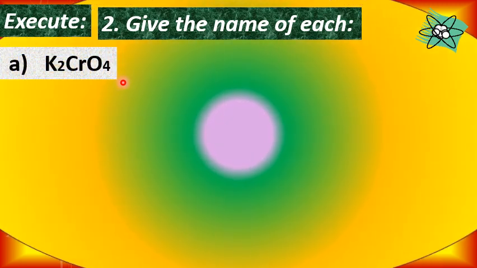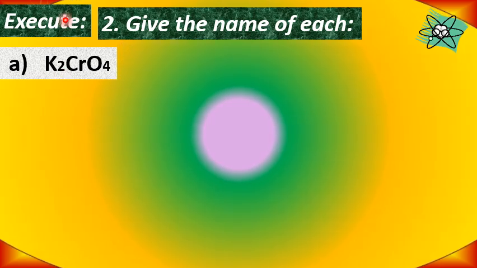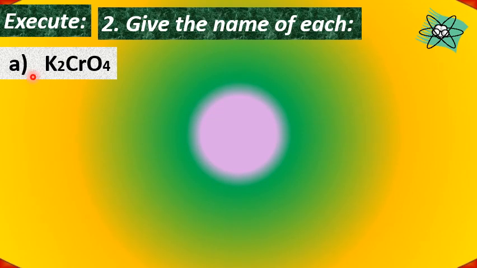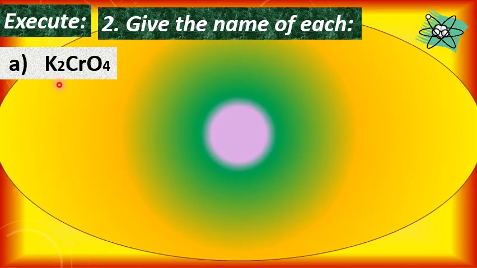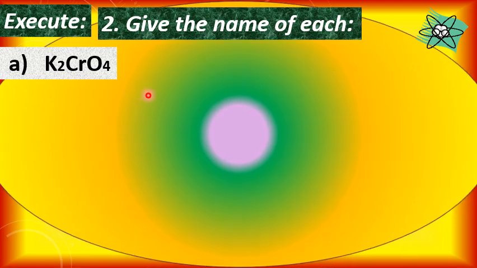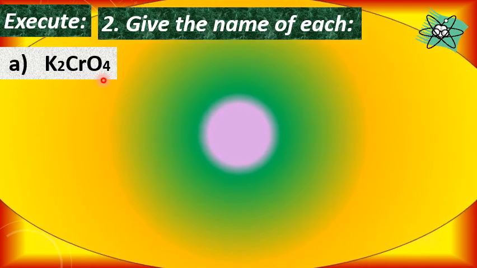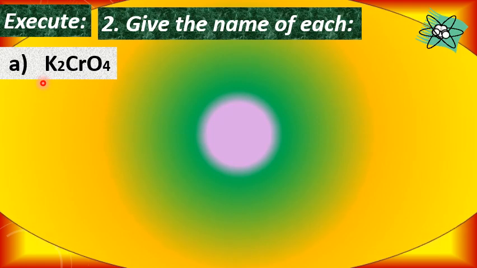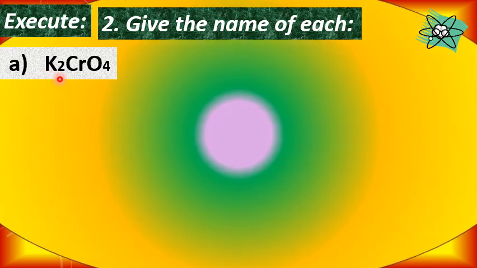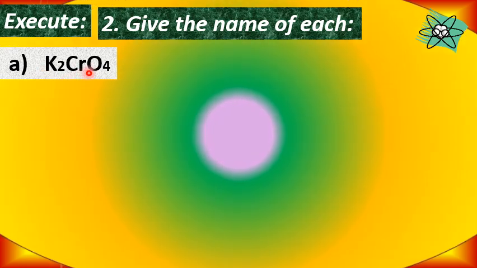Moving on to question number 2. We are supposed to give the name of each of the following compounds, starting with letter A. The formula is K2CrO4, which is the combination of the ion potassium and the polyatomic ion chromate.